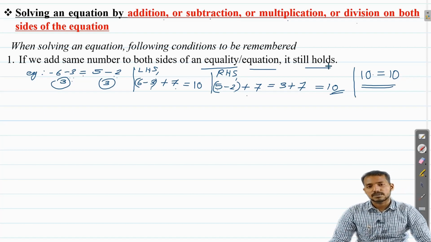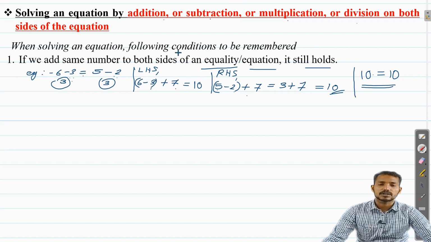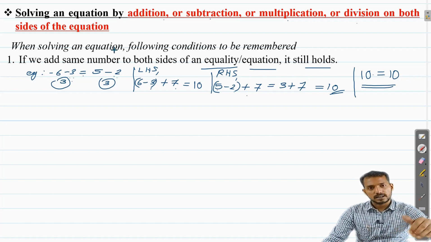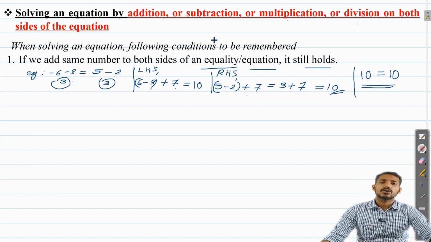That is what this statement says. That is the first condition we have to remember. When we add the same number to both sides, the equality symbol will not change, or the condition of the equation also will not change. It still holds. Clear.